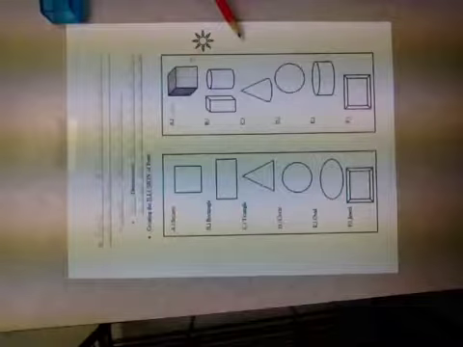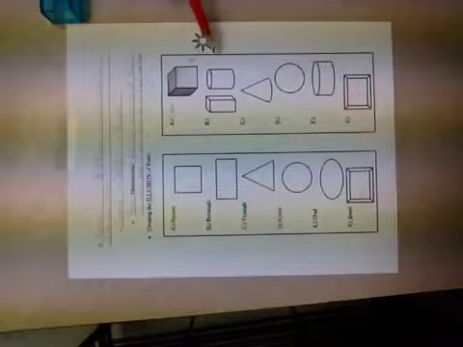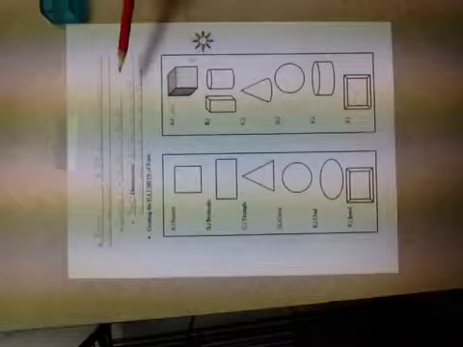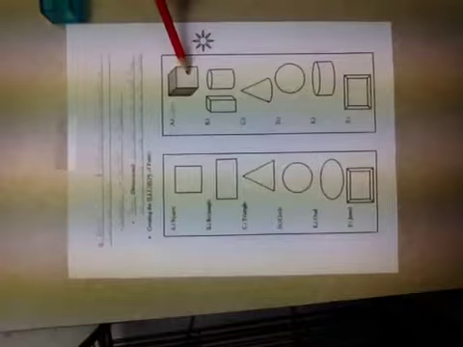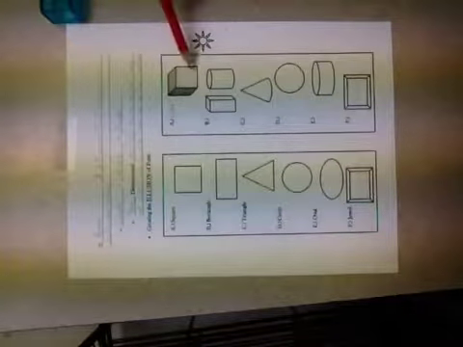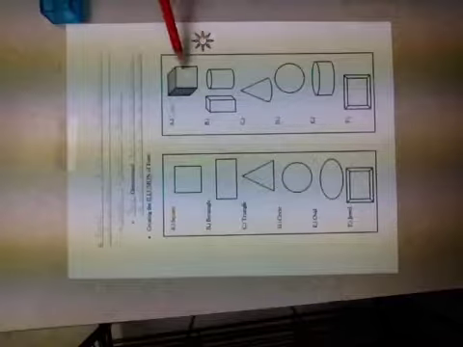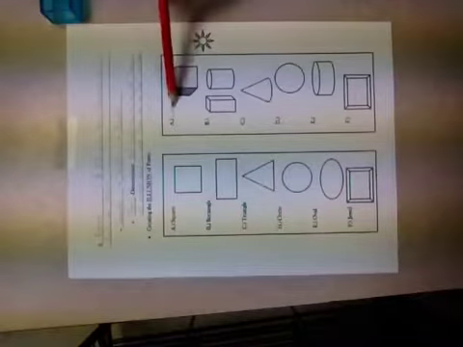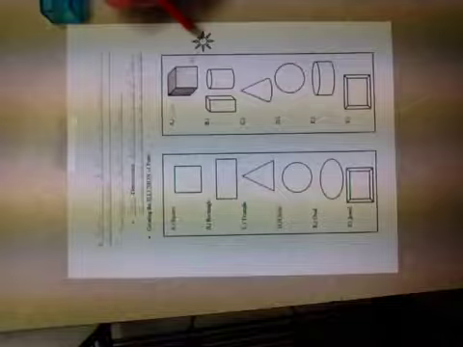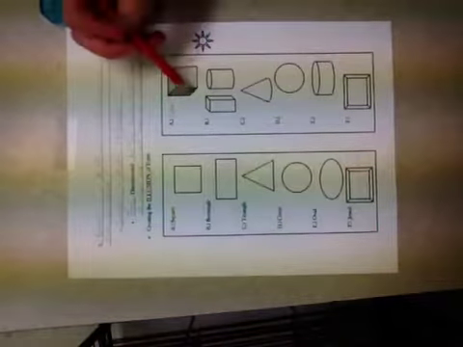Okay. And then if we want to add in what's called a cast shadow, meaning it's the shadow that the shape is casting on the surface that it's sitting on. The cast shadow always is directed away from the light source. So it's always on the opposite side of the light source, which we've already figured out is over here.